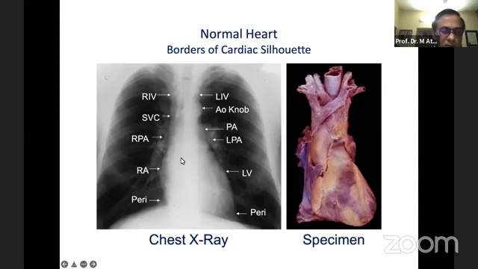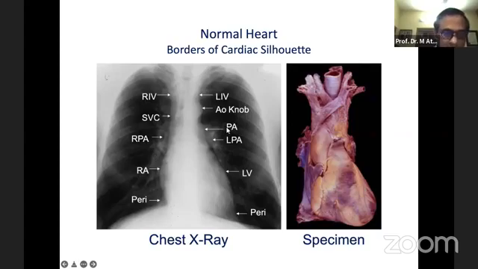So just keep in mind that this is the X-ray of the heart, by which we can form an imagination about the structure of the heart, what is on the right side of the heart, what is on the left side of the heart, and how the apex is formed. So this is the normal heart, and these are the borders of the heart. This is the aortic knuckle, this is the left border, right border, and this is the area of the pulmonary artery.